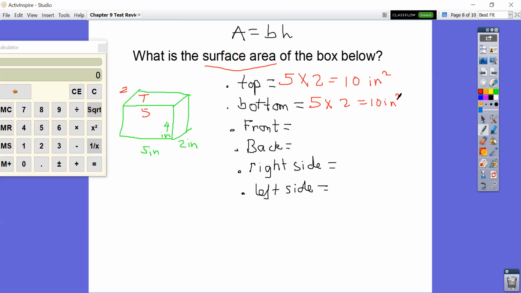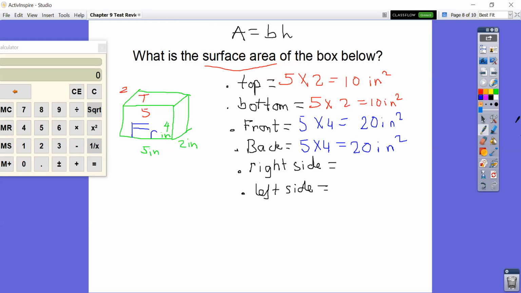The front. So look at the front. This is my front. Okay. My front side. What do I have? I have 5 and 4. So I'm going to take 5 times 4. I get 20 square inches. The back, same answer like the front. 5 times 4 equal 20 square inches.